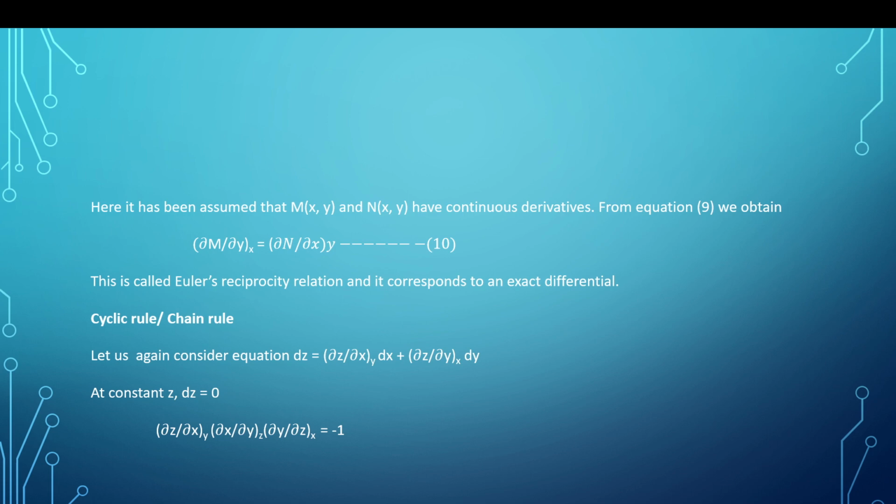Let us consider the function dz equal to (∂z/∂x) at constant y, dx, plus (∂z/∂y) at constant x, dy. Assuming that z is constant, it means dz is 0. We can derive (∂z/∂x) holding y, into (∂x/∂y) holding z, into (∂y/∂z) holding x, equal to -1. This is a very important rule, very often used in thermodynamics.